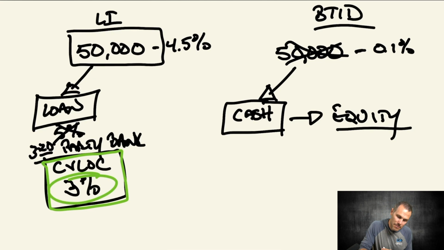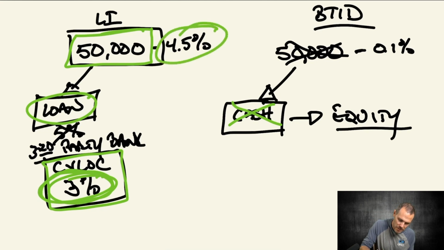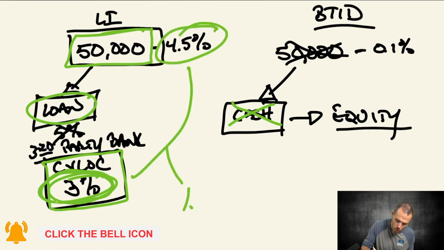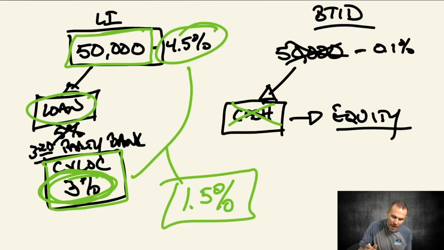I'm leveraging this $50,000 to take a loan to put as a down payment. Instead of paying cash over here, I'm taking a loan as a down payment on my house or this investment property. But what am I doing? I'm never interrupting the compounding of this $50,000. I'm paying 3% to access it, but all the while I'm earning 4.5%. So when you look at that, what's the spread? It's 1.5%.